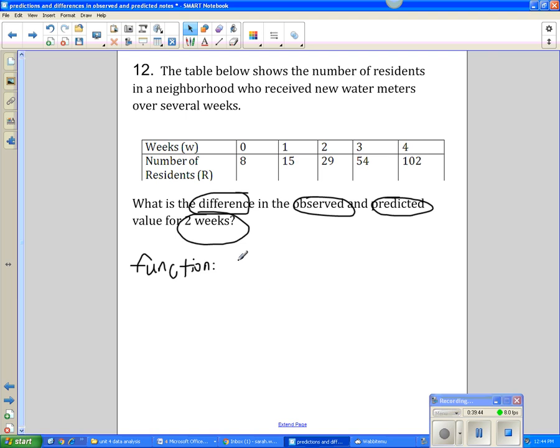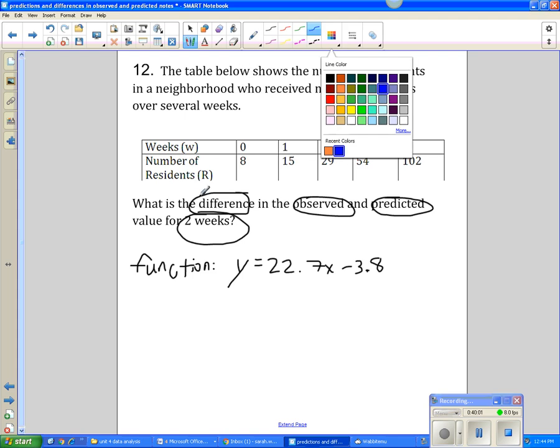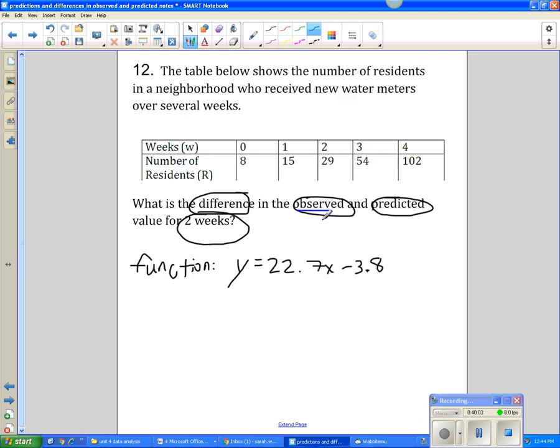All right, pause it if you need to. Get y equals 22.7x minus 3.8. All right, let's do the observed next. So the observed is what you see. So for 2 weeks, you see that there's going to be 29. So the observed is 29.